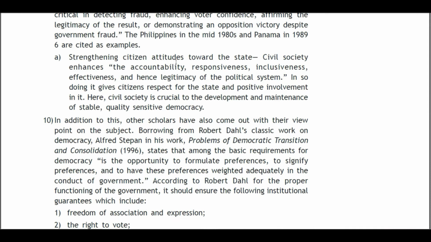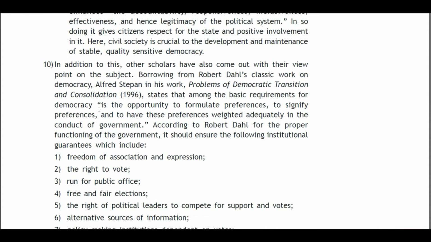Strengthening citizens' attitudes towards the state, civil society enhances the accountability, responsiveness, inclusiveness, effectiveness, and hence legitimacy of the political system. In so doing, it gives citizens respect for the state and positive involvement in it. Hence, civil society is crucial to the development and maintenance of stable, quality, sensitive democracy.